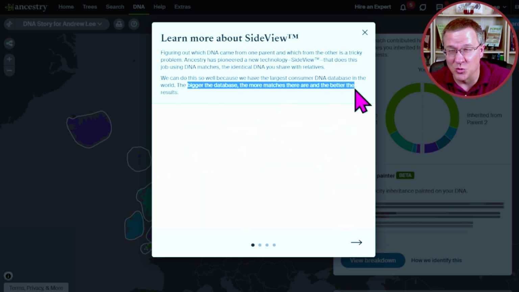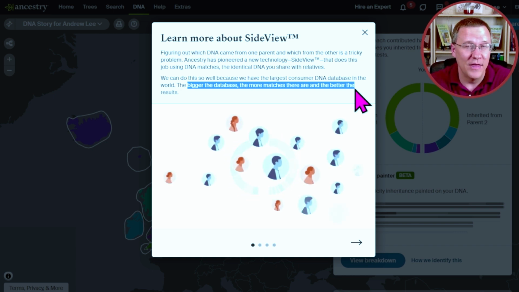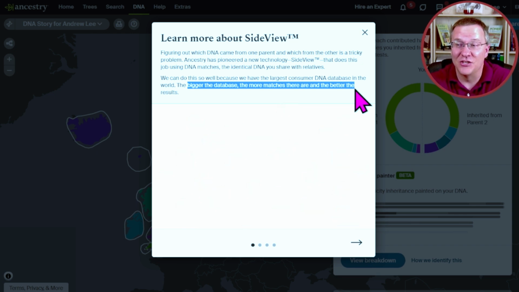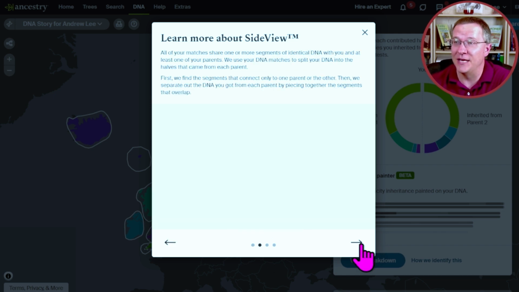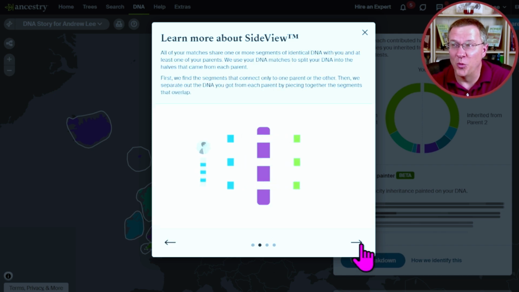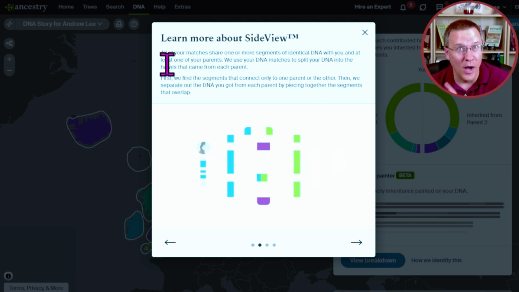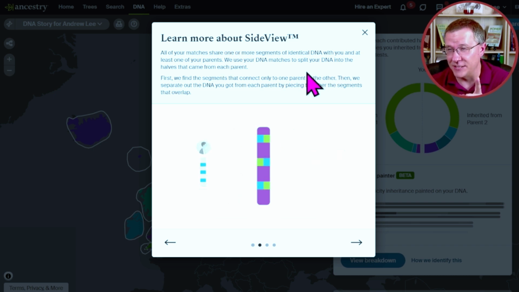Ancestry has about 20 million samples in their database. So they do have the biggest database by far. And if this kind of technology is going to work with any company, it's going to work with Ancestry's database. All of your matches share one or more identical segments with you and at least one of your parents. So we use your DNA matches to split your DNA into halves from each parent.